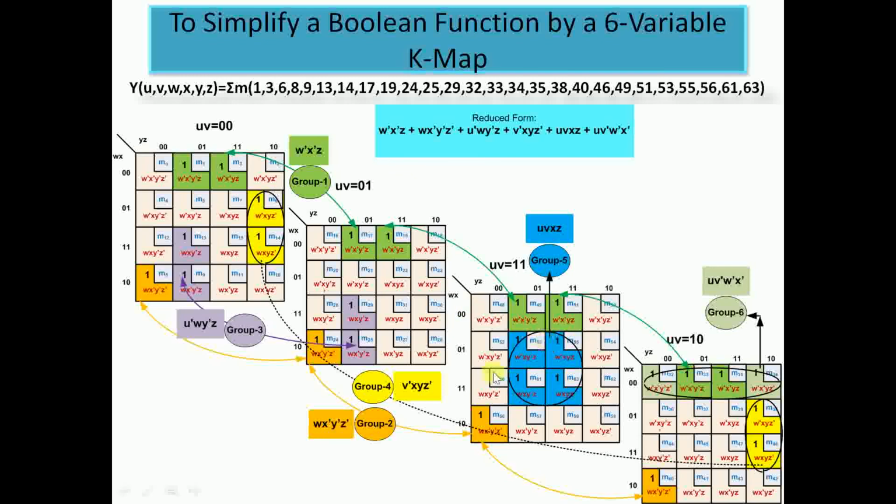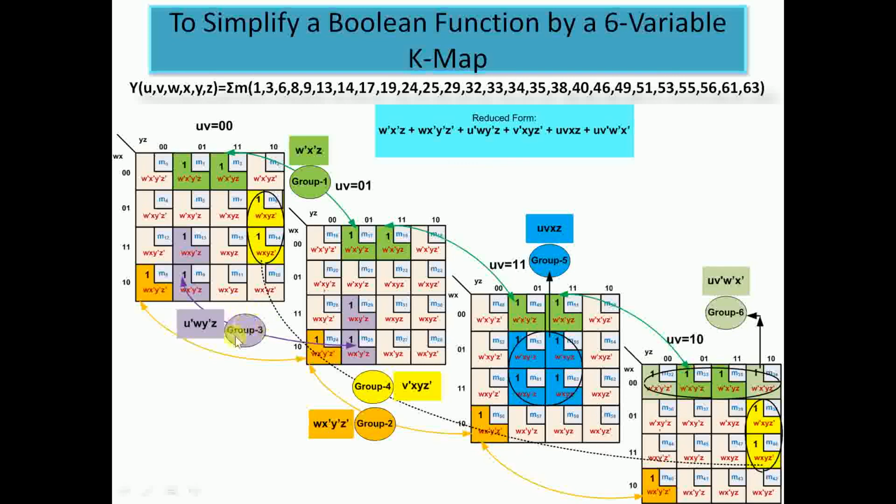Now we concentrate on group number 2. Here you can see this cornered min term M8, this cornered min term M24, cornered min term M56, and cornered min term M40. So all these min terms can combine to form a group of 4 min terms. Now again this group has min terms from all the maps. So we have group number 2, which is also present in all the maps. Now I'll focus on group number 3.